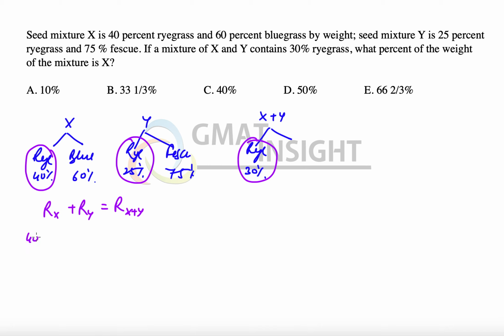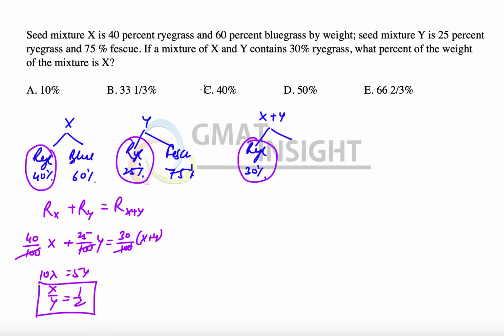Ryegrass in X is 40% of X. Let's assume that the weight of X is x kg and the weight of Y is y kg. So the ryegrass in Y will be equal to 25% of Y, and the final amount of ryegrass will be 30% of X plus Y. Now we have to simplify this equation, which gives us 40x plus 25y equal to 30x plus 30y. Simplifying that gives us 10x is equal to 5y. That means x upon y is equal to 1 over 2.